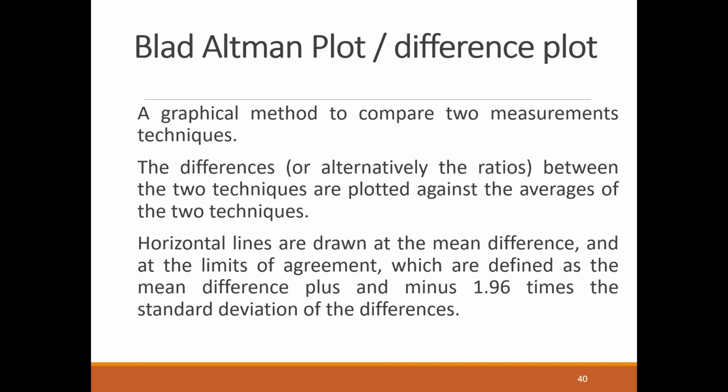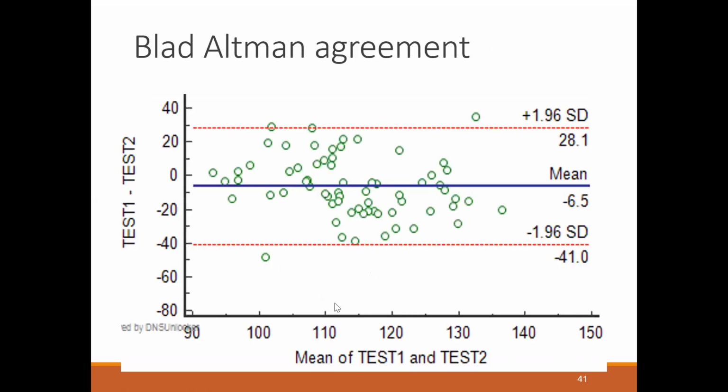Then we can use the Bland-Altman plot also to find the agreement. When we have continuous values, we can use this Bland-Altman method. It is defined as the mean plus or minus one times the standard deviation of the differences. For example, I have two tests here, test 1 and test 2. We find the average of test 1 and the average of test 2, take the mean of those values, and plot that on the x-axis, and then test 1 minus test 2 is taken on the y-axis.